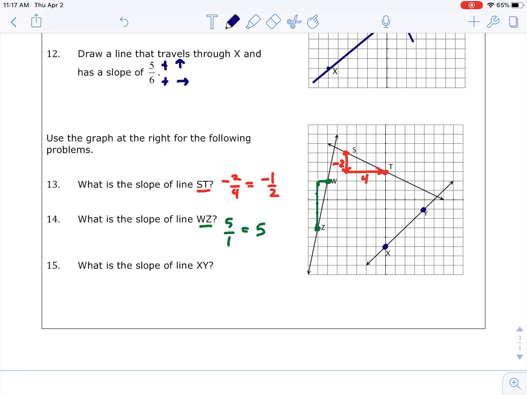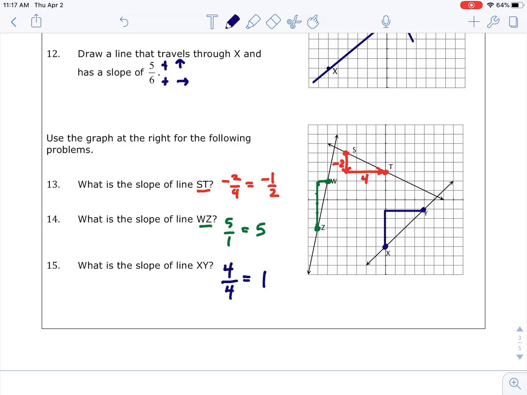All right, when I go to do XY, for this one, I'm going to start at X, and I'm going to go up to Y, and I always focus on up and down first, so I'm going to rise 1, 2, 3, 4. I am now going to run 1, 2, 3, 4. Since I went up 4, that's positive 4, and I went to the right 4, that's positive 4. 4 divided by 4 can be 1.